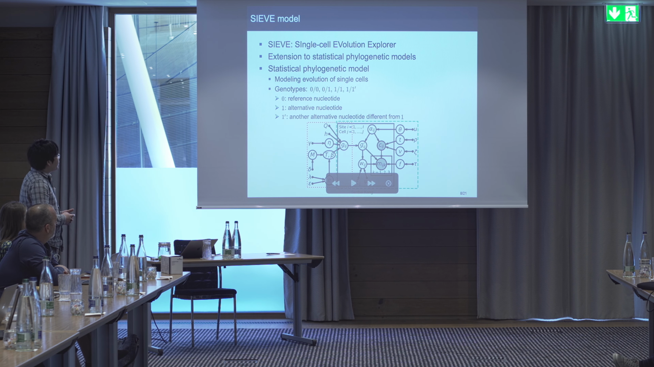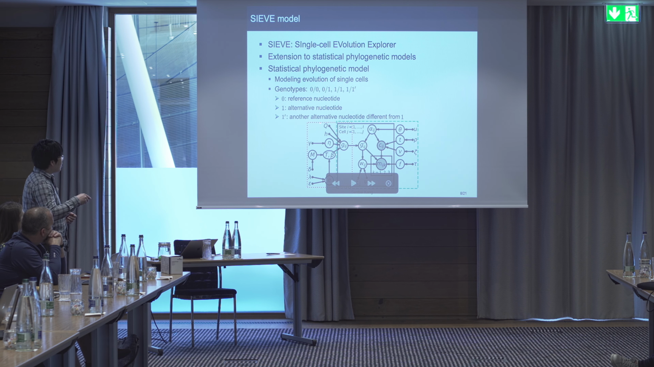Now I'm presenting our model SIEVE, which is shorthand for Single-Cell Evolution Explorer. In a nutshell, it is an extension to statistical phylogenetic models. So our model first contains a statistical phylogenetic model, which models the evolution of single cells. If you look at this picture, this is a probabilistic graphical model that we developed. So the statistical phylogenetic model is to the left of the panel.